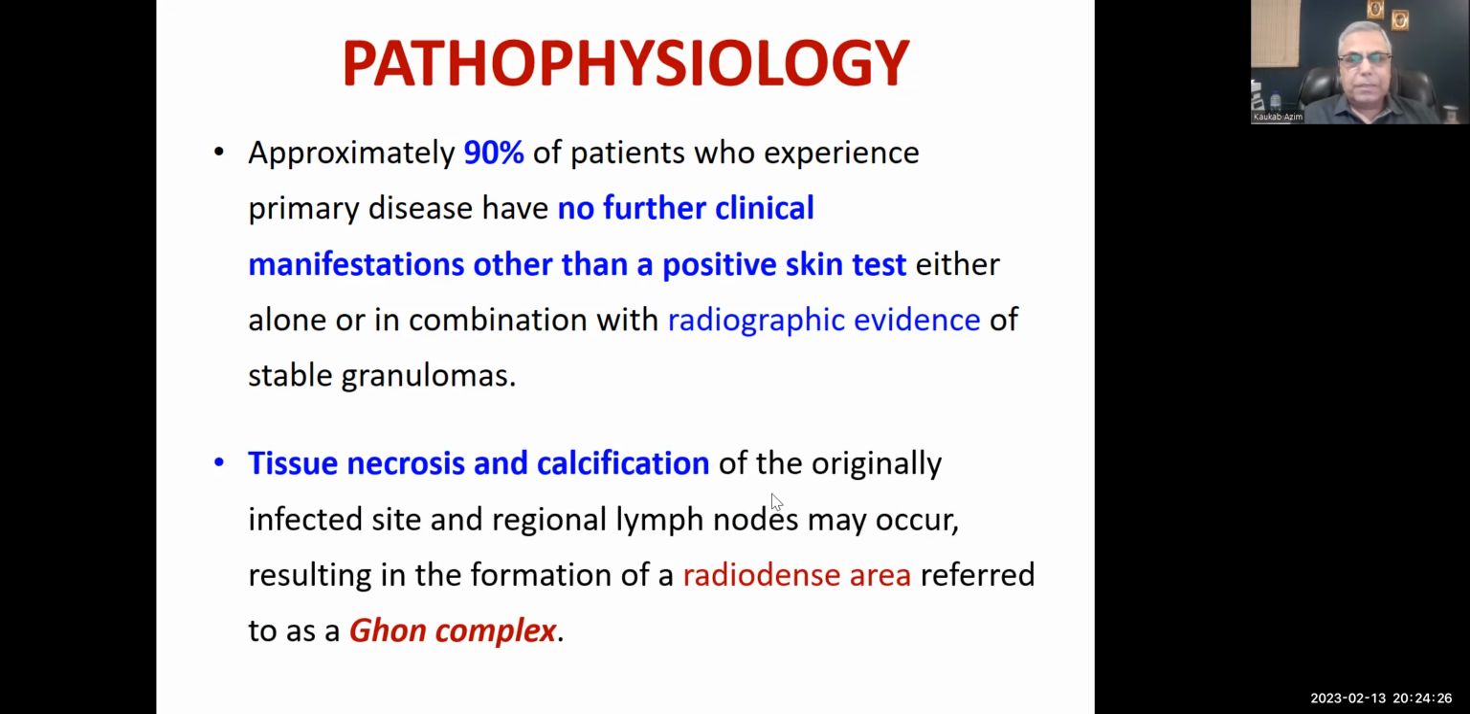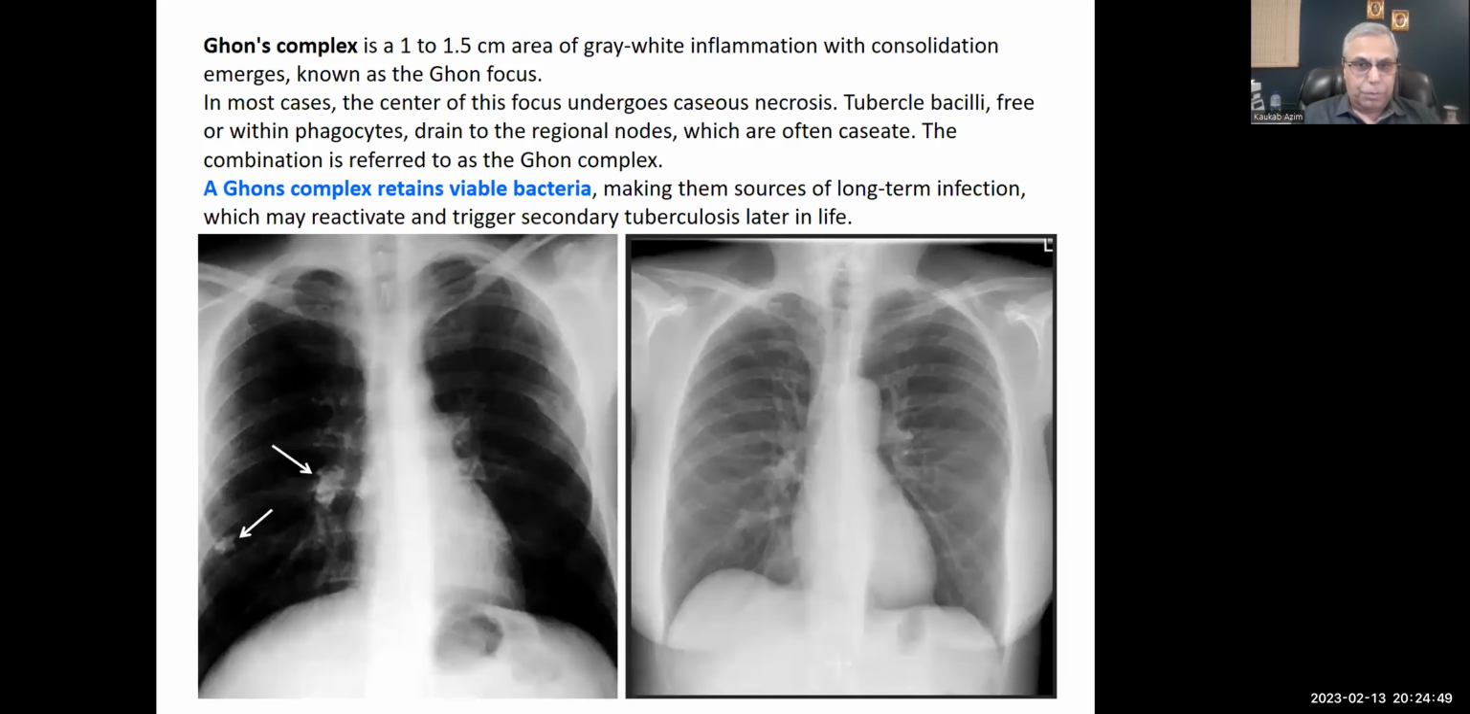Tissue necrosis and calcification of the originally infected site and regional lymph nodes may occur, resulting in formation of a radio-dense area, which is known as Ghon complex. Now, I'm informing you about Ghon complex because a Ghon complex sometimes could be infective. It could contain mycobacteria. So whatever the Ghon complex is, the important thing to understand is that an area in the lungs and the lymph nodes are both involved. That is why we call it a complex.